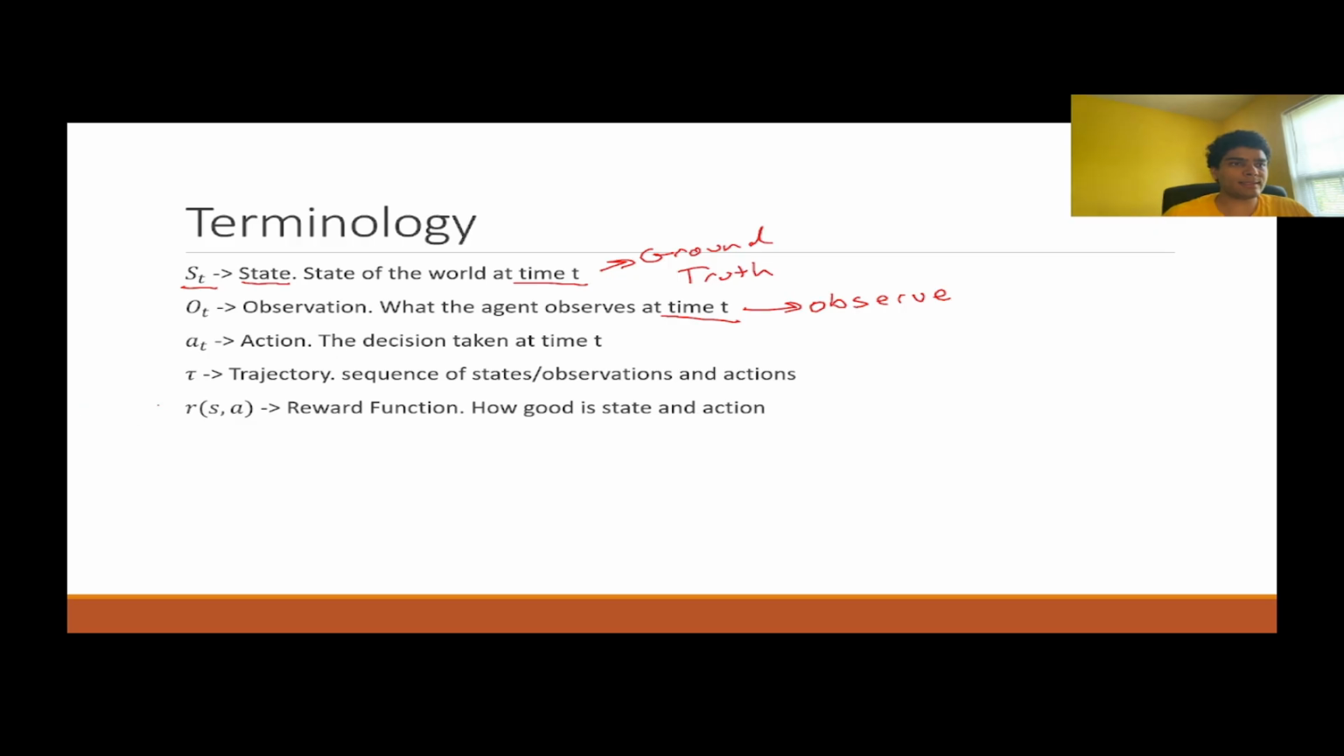Okay. Next is action, and this is the decision that you take at time t. Going back to the driving analogy, your action at a specific time is, am I going straight? Am I putting my foot on the accelerator? Am I braking? Am I turning left or right, and how much am I turning? Or am I just doing nothing? Whatever it may be, those are your actions.